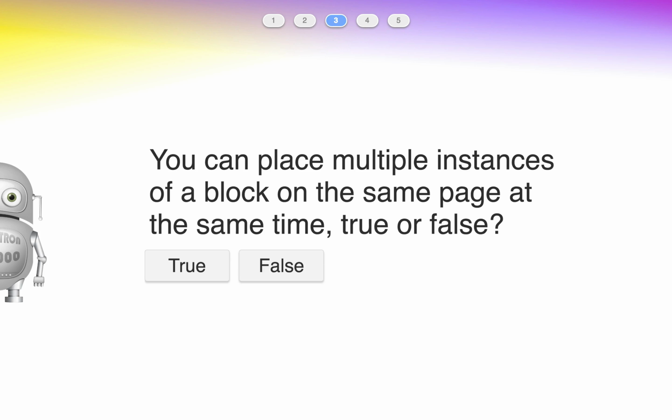Question 3. You can place multiple instances of a block on the same page at the same time. True or false? The answer is true. This means that if you need the same content in multiple places on a page, you can either use a custom block or you can use a view to generate a block from any other kind of content on the site.